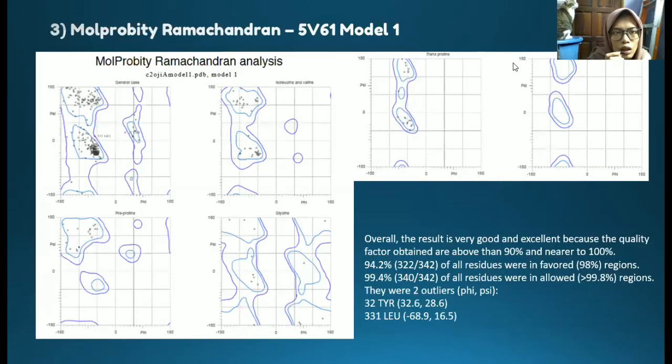Okay, for the last software, MolProbity Ramachandran plot, for model 1, overall the result is very good and excellent because the quality factor obtained is above 90% and nearly 100%.